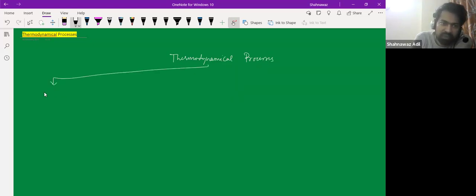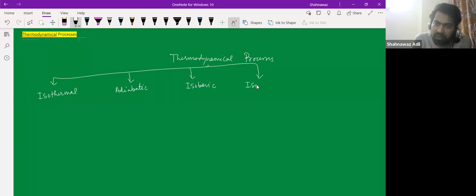First one is the simplest one, isothermal. The second one is adiabatic. The third one is isobaric, and then iso.